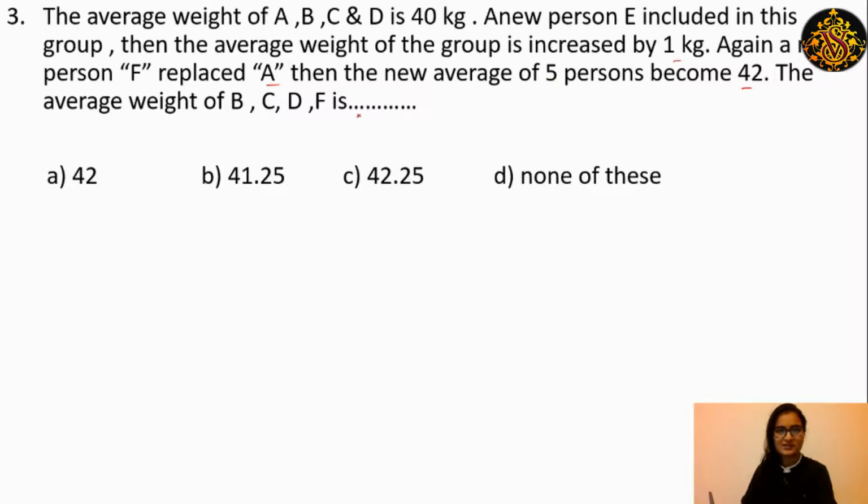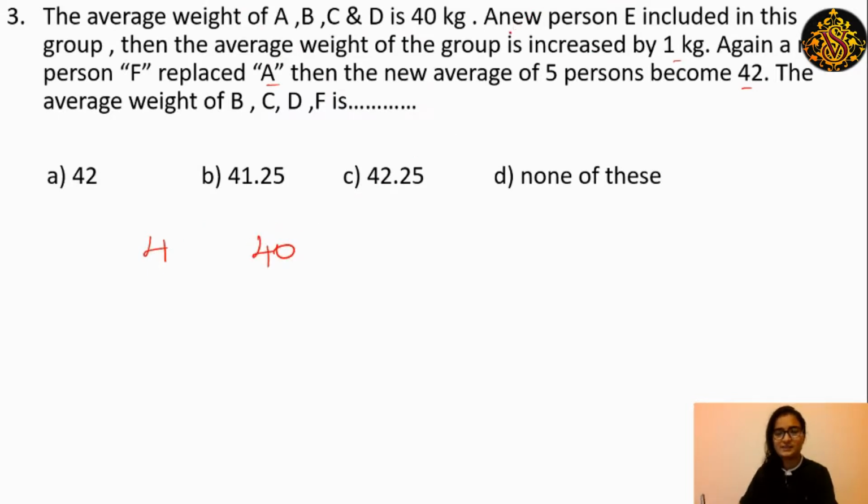These kinds of questions will be somewhat tricky. If you solve step by step, it is simple and easier. Okay, see here, the average weight of A, B, C, D, that is 4 persons, is 40 kg, right? It is 40 kg.